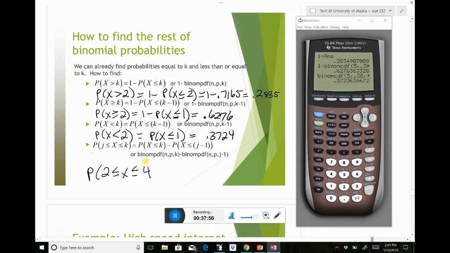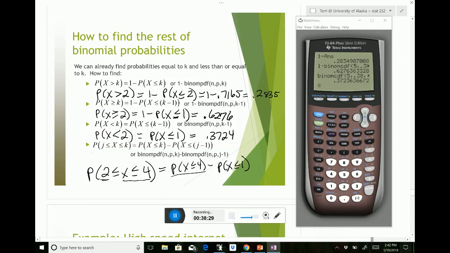Now let's say that I want to know the probability that 2 is less than x is less than, say, 4. Well, now what I want to do is take the probability that it's less than or equal to 4, and I want to take off the probability that it's less than or equal to 1. Because I don't want to take out the probability that it's 2. I want to take out 0 and 1. So this is going to give me the probability that it's less than or equal to 4, 0, 1, 2, or 3. Then I want to take out 0 and 1 because I want to leave 2, 3, and 4 on there.